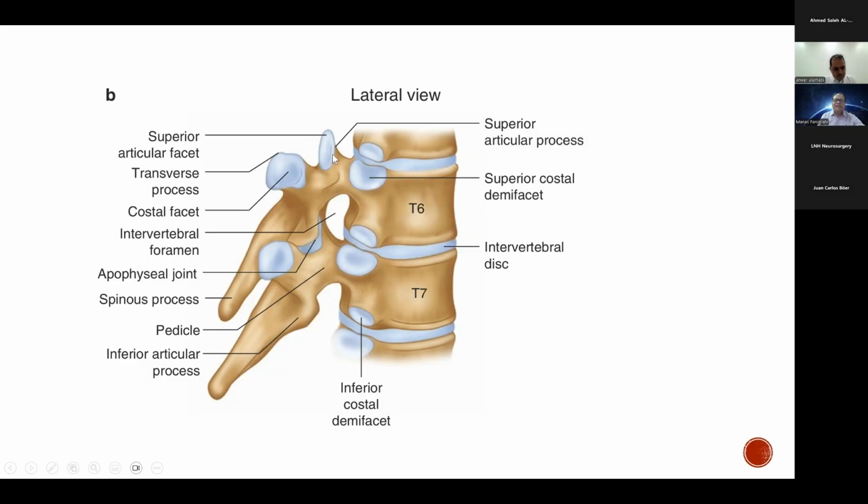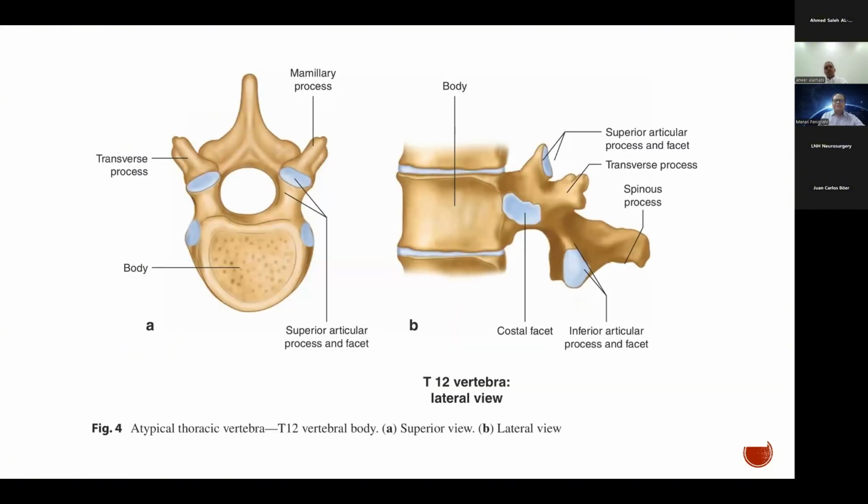articular process. In lumbar, the articular processes are oriented sagittally, whereas in thoracic, they are oriented coronally. So you can see here, they are parallel to the body, unlike lumbar where it is sagittally oriented. So planning the pedicle screw fixation is very important if you understand the coronal orientation of the facet joint.